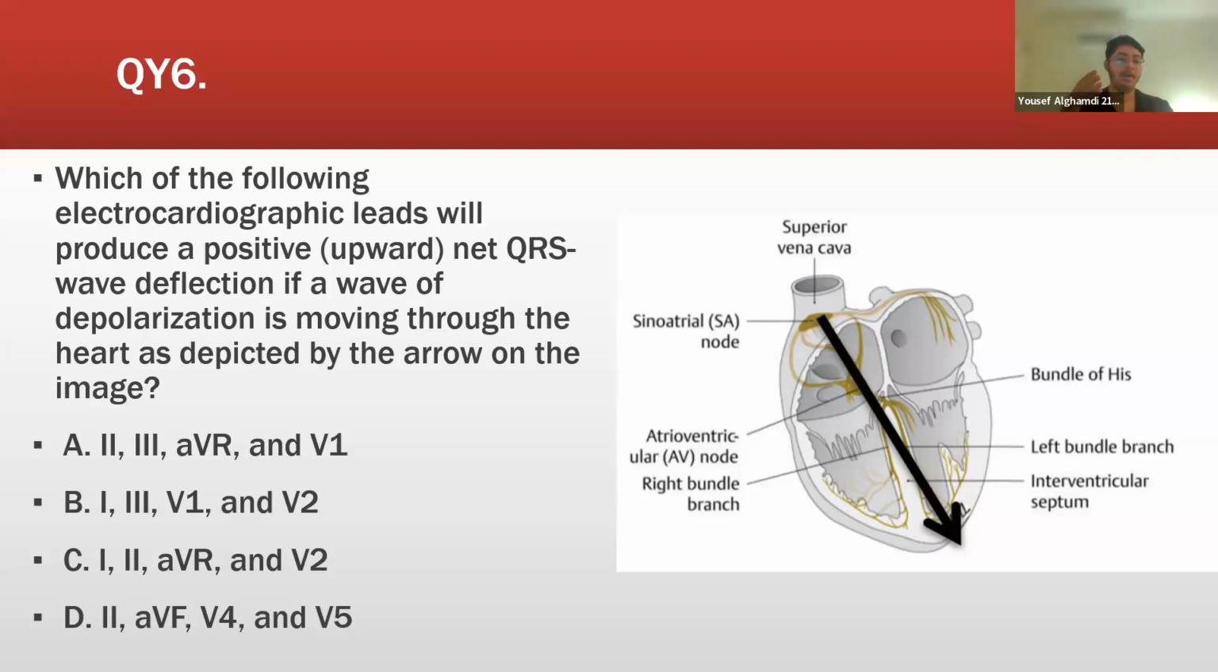So lead 2 would be parallel to it, right? If something is perpendicular to it, what would it be? So what would lead 1 be? Would it be positive, negative, isoelectric? Isoelectric, yes. Zero deflection because it's perpendicular. Yes, mashallah, very good. If it's perpendicular, so if it's moving like this and lead 1 is like this, right? So it's perpendicular to it, 0. If it's parallel to it, it would be the most positive.